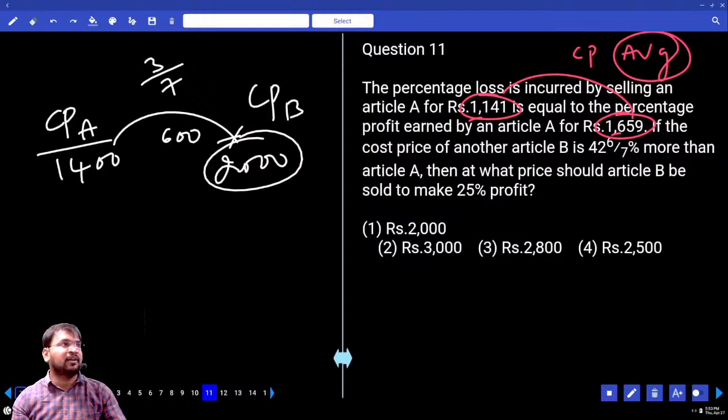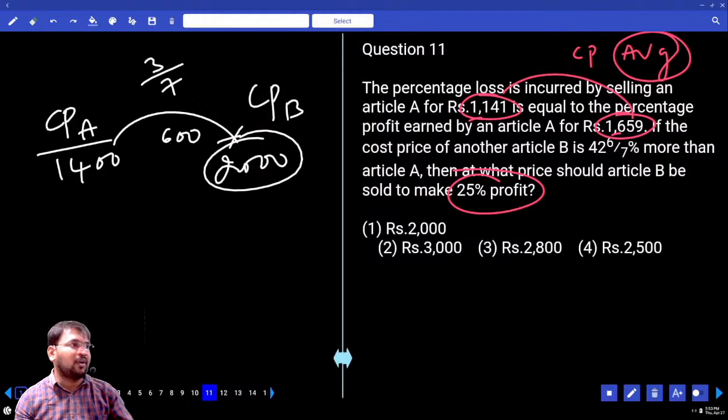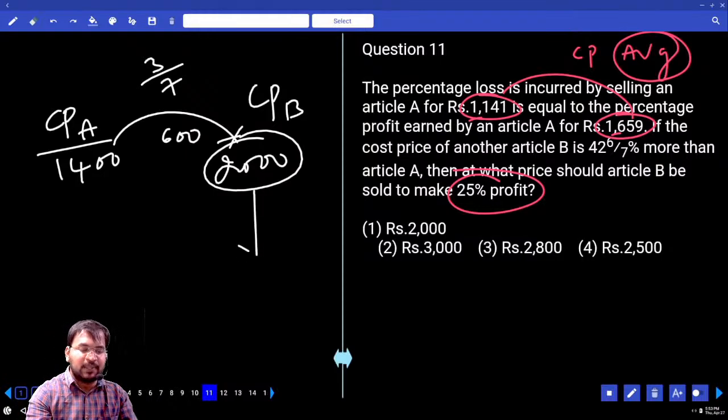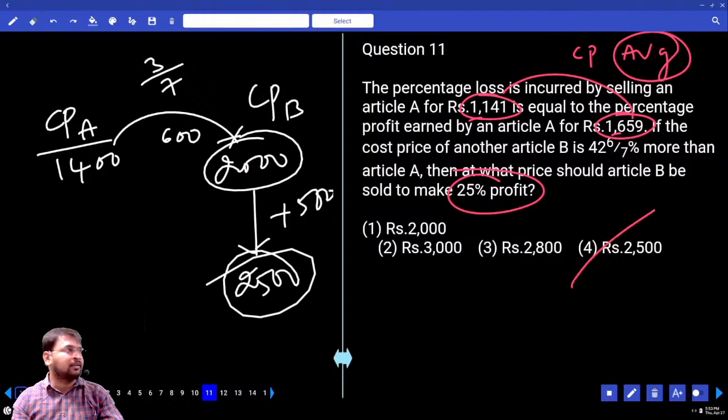But they are not asking cost price of B. They are asking selling price of B. They are expecting how much profit? 25% is nothing but 1/4, na. 2 times half, na. 1500. So 500 rupees profit. 500 rupees profit is nothing but total it is 2500. Your answer is 2500. Are you clear? Next question.